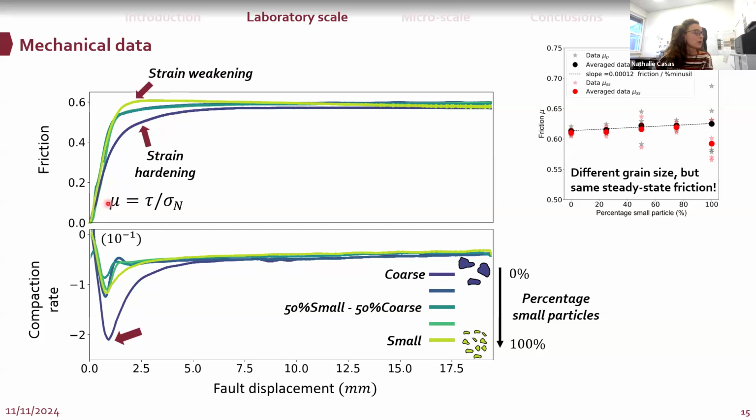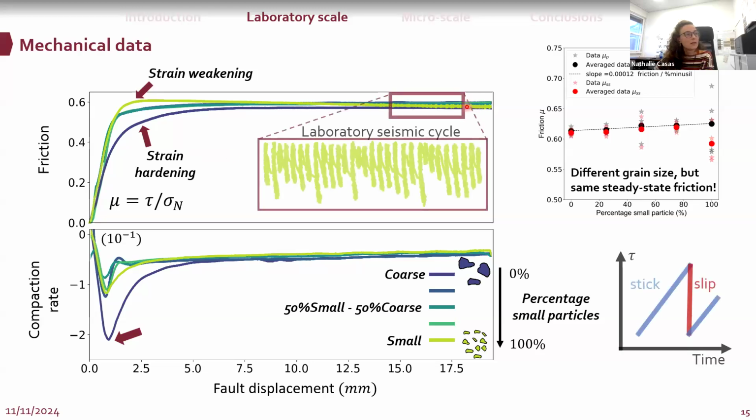Then if we have a look at the compaction rates, we can see that this is mostly the same for all the experiments, except for the one with initial coarse particles, where we have the most important compaction, and the maximum compaction rate corresponds to the end of yielding of our experiments. Now, if we zoom in on the end of this friction experiment, we can observe one case where we see this laboratory seismic cycle that I was speaking about before. And this is the case with initial small particles.